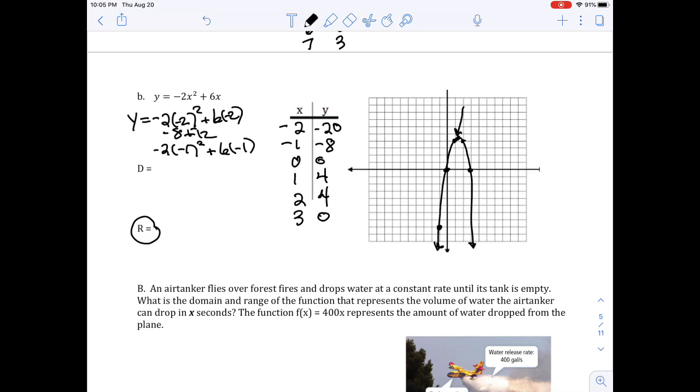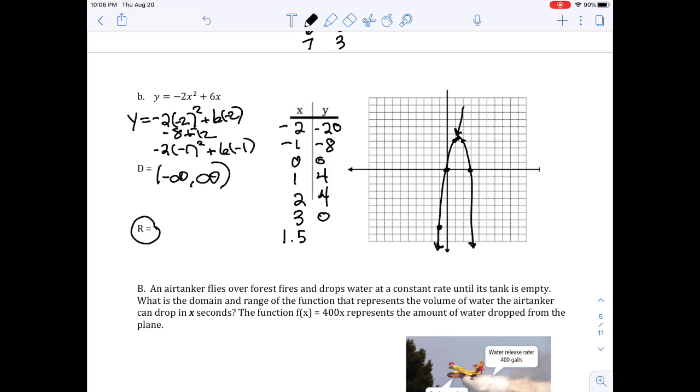Okay, so the domain is going to be pretty easy. You see me putting in all those values, no restrictions, so -infinity to +infinity. For the range, we have to know that highest value there. So how do we find that point? It looks like it's right in between 1 and 2. So why don't we test 1.5 as an input in our table?